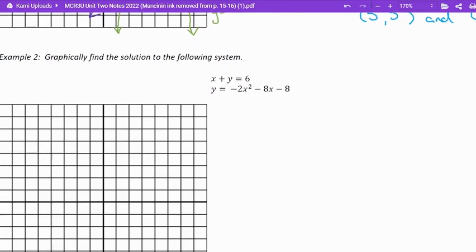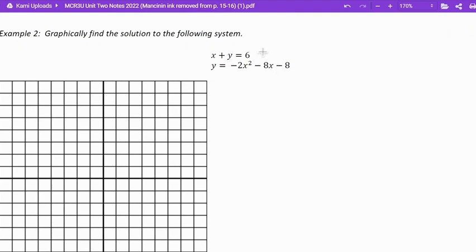In example 2, we are given two equations. However, they're not in the formats that we like. So I'll take equation 1 and rewrite it, isolating y. So I'll bring the x to the other side, and so it becomes -x plus 6.